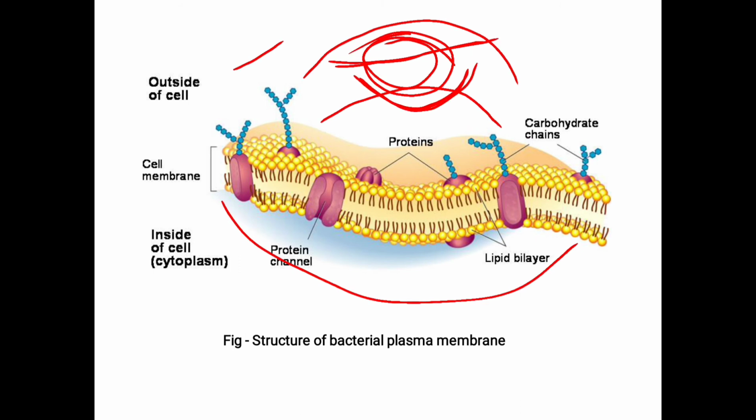Here we see the cell membrane, a bilayered plasma membrane which contains the head and tail. Again, we see the concept of hydrophilic and hydrophobic, that is water loving and water hating. There is the presence of proteins, the protein channel, the lipid bilayers, and the carbohydrate chains. This is the rough idea of the structure of the plasma membrane.